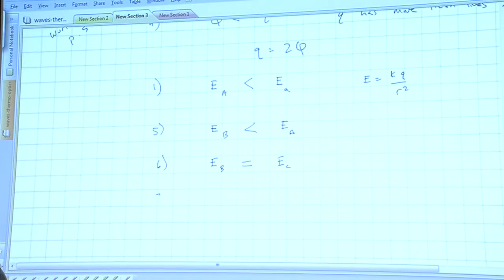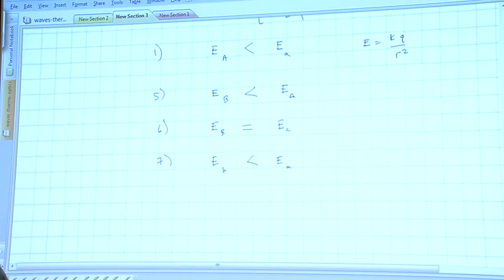Number 7. Electric field at little b versus little a. It's the same as number 5, right? Okay. How about number 9? Can you do number 9? Electric field at capital A versus the electric field at lowercase b.